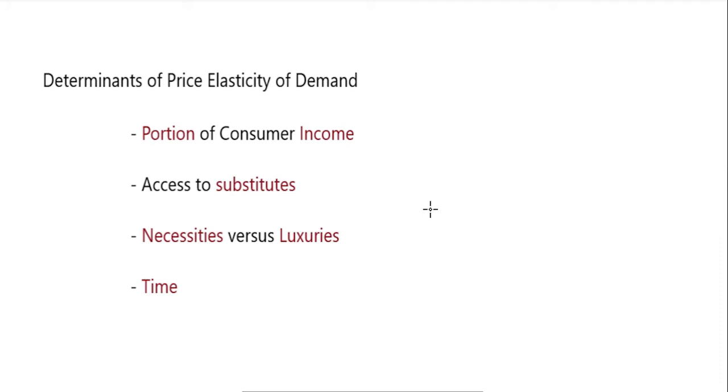Thirdly, we have our necessities versus luxuries. Obviously, your necessities are going to be more inelastic because people need these to survive. Whereas your luxuries, it's not necessary. So if there's a big price change and someone can't afford it anymore, well, they're not going to be demanding that. And finally, time. With the passage of time, preferences change, substitutes may become more available, and so your price elasticity of demand is more elastic over time.